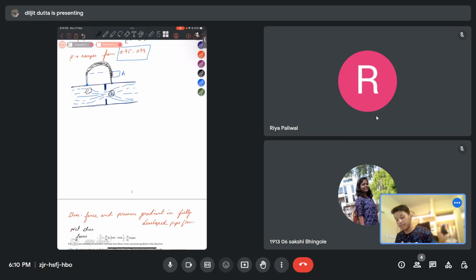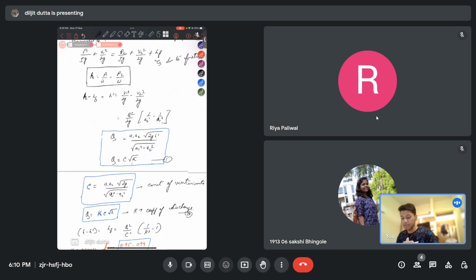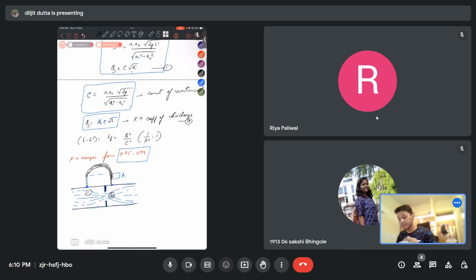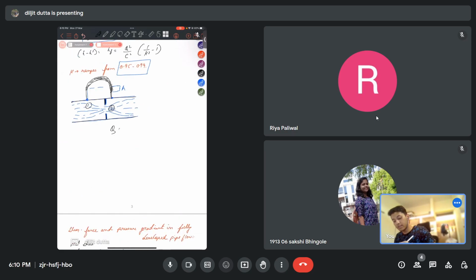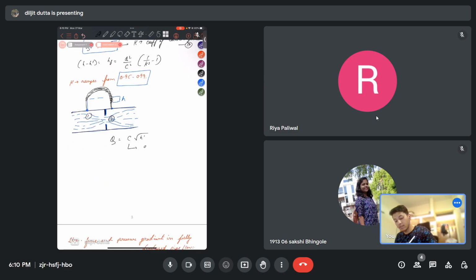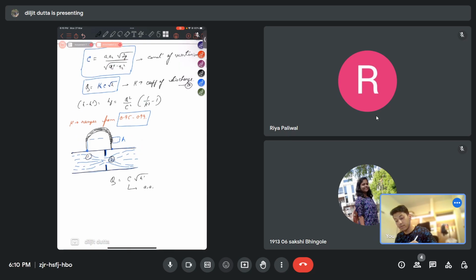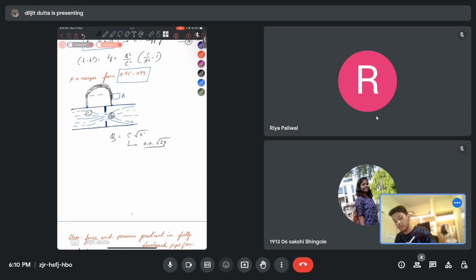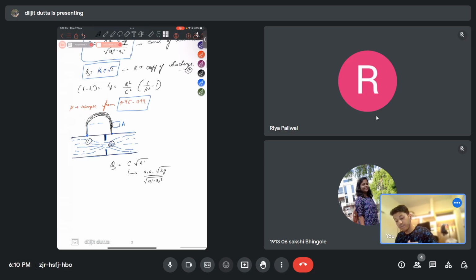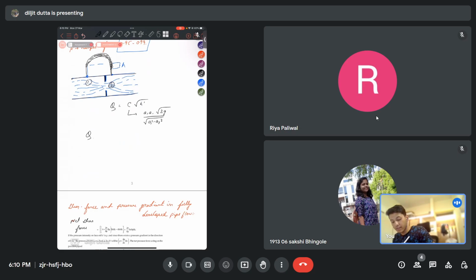Now if we use the same Bernoulli equation that we used in the Venturi meter, we will also get a similar equation, that is discharge equal to C root H dash, where C is equal to A2 and so on. But when you get the actual discharge, the coefficient of discharge will be lesser than that of the Venturi meter. So this will have a value in the range of 0.55 to 0.65. And why is that so?